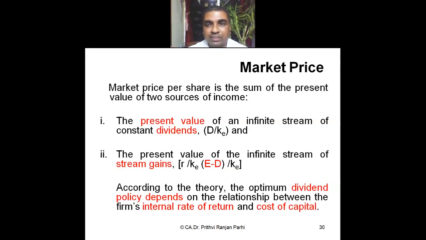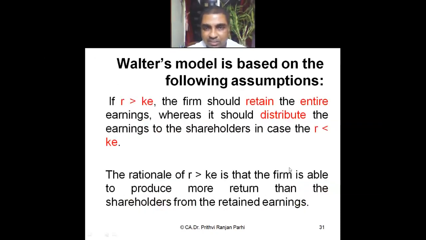Okay, and this concept I told you in the last class also, you have seen the present value. That means this formula says the price of the share is the present value of an infinite stream of constant dividend. Dividend is constant. So the present value of the dividend and the present value of the gains. This is one part, D by K. This is one more part, R by K into E minus D divided by K. So these two elements contribute towards arrival of the share price. This is what that theory says.